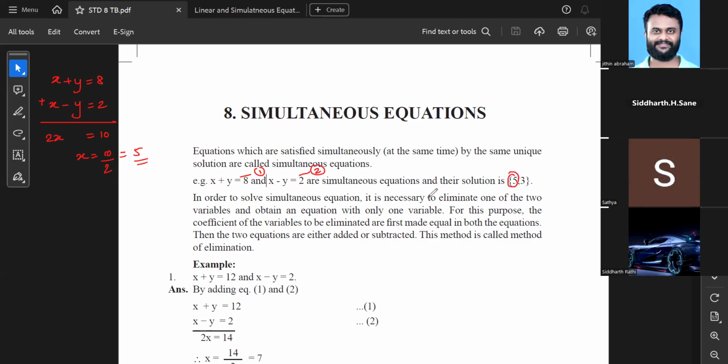Here also x is equal to 5. I got the value of x as 5 because, sorry, because I first eliminated y. That's when I got the value of x. So every time we have to do the same.